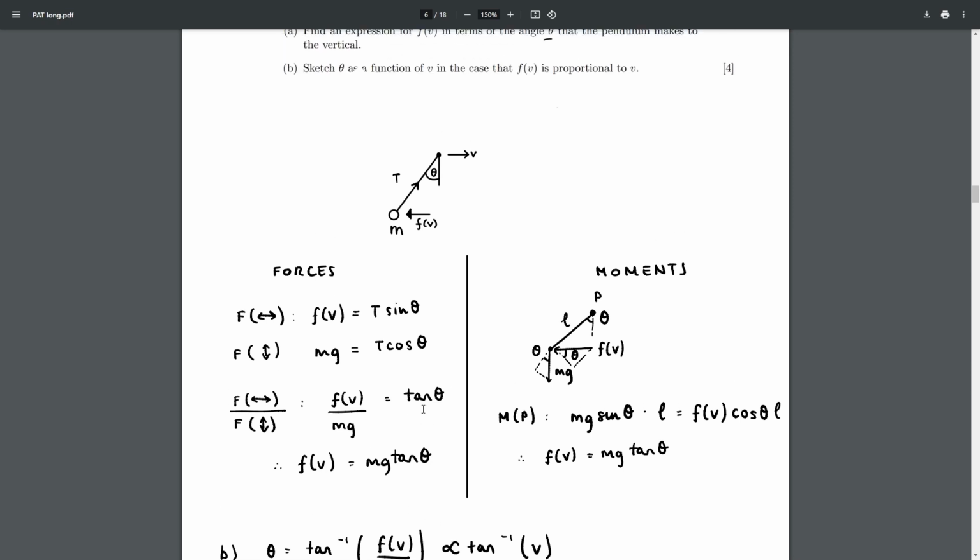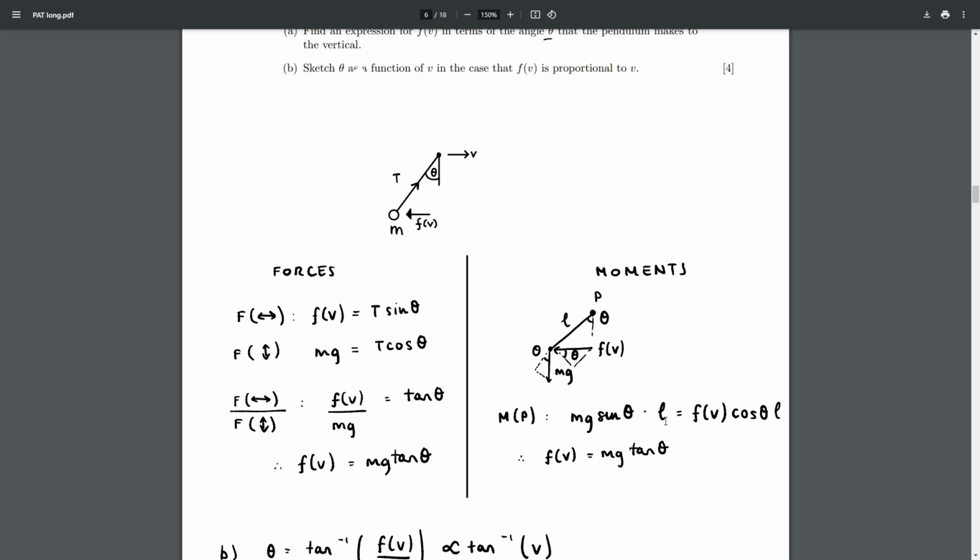And we can also do this with moments, because we know that as this is moving at constant velocity and m is not rotating about here, there's going to be no rotation about this pivot point. So the total moment about the pivot point is zero. So we can break up mg into these two components. We know that only the component which does not pass through the pivot will cause a moment, which is mg sine theta. And we know it's a distance L from the pivot.